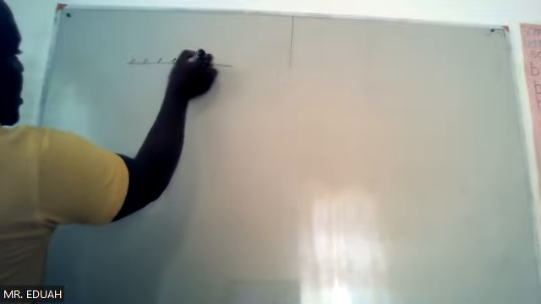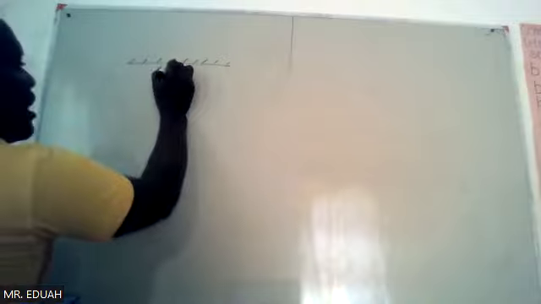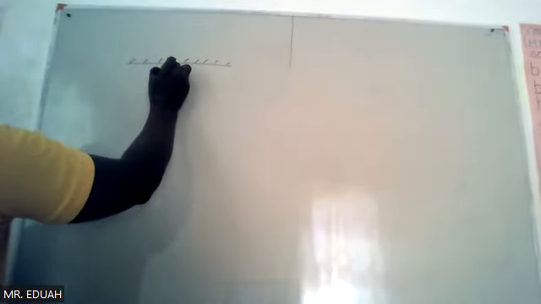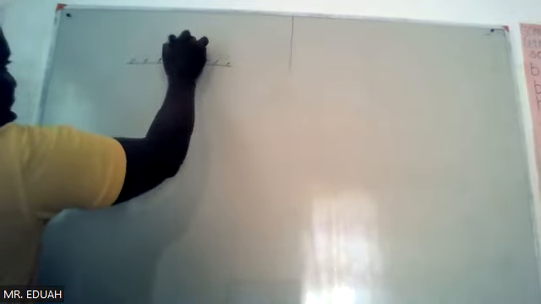One end of a light inextensible string is attached to a horizontal ceiling. So I draw a horizontal ceiling. A ceiling is always horizontal. So this is my ceiling, which is a support. A string that is inextensible means you cannot stretch it. This is the string, and one end of it is connected to the ceiling.